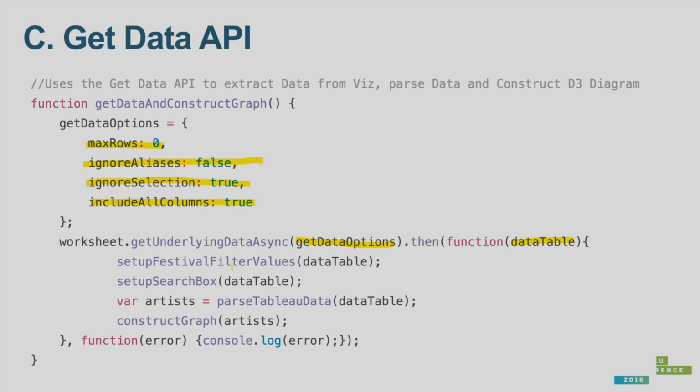And with this data, we can set up our customized filter, we can set up our search box. And for constructing the D3 diagram, the D3 diagram expects an array of artists. So what I did was that I parsed the data with a function called parse Tableau data. And after I have the data parsed, I can pass it into the construct graph functionality, which actually constructs the D3 diagram. So the process here is actually very simple, and it's exactly what I've shown you before. You grab the data from the viz, you parse it, and then you pass it into a D3 network diagram library, and that is all you need to create the customized viz.